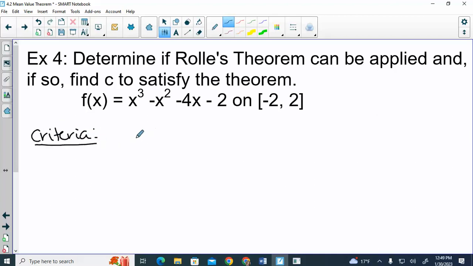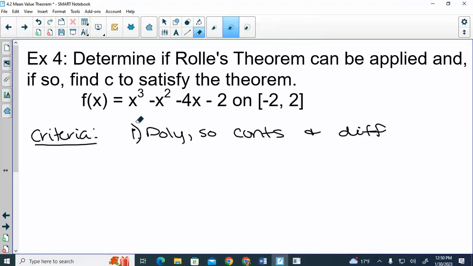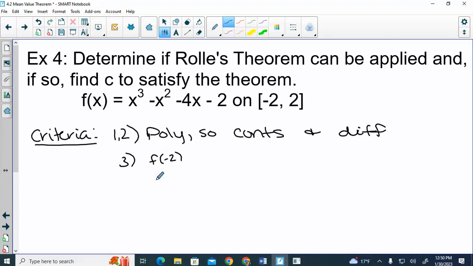So my criteria, you just want to say polynomial, so continuous and differentiable. You can kind of combine steps 1 and 2. You're welcome to still do them separately, but polynomials are an automatic guarantee, so that's really criteria 1 and 2. Criteria 3, what do we have to check? The third requirement for Rolle's is the endpoints have to be equal.